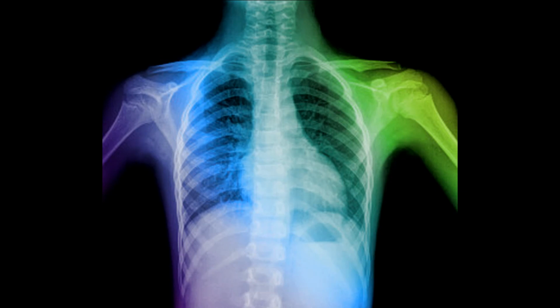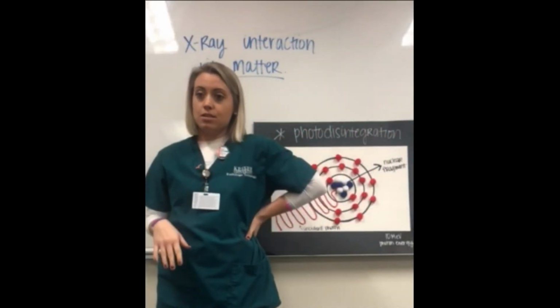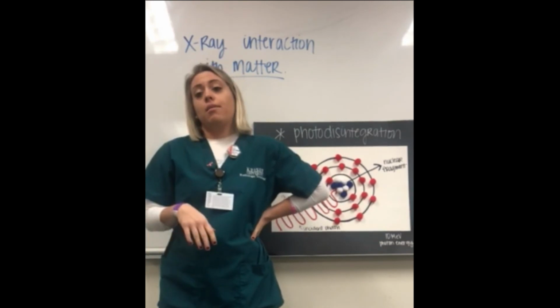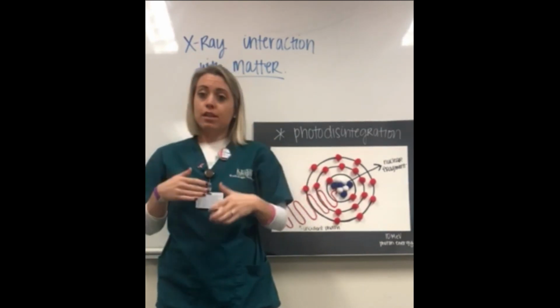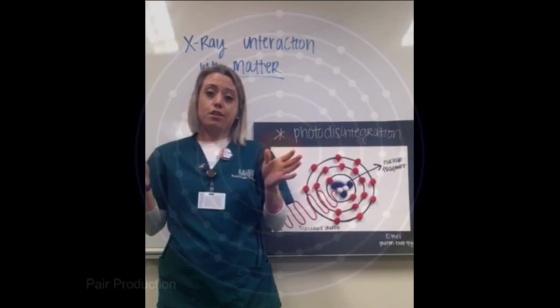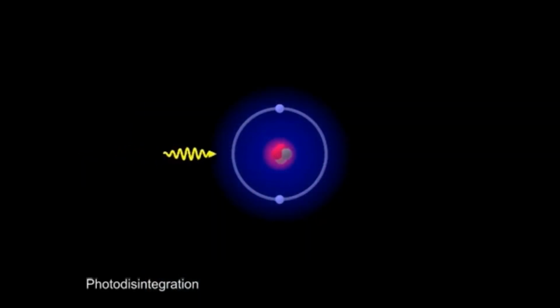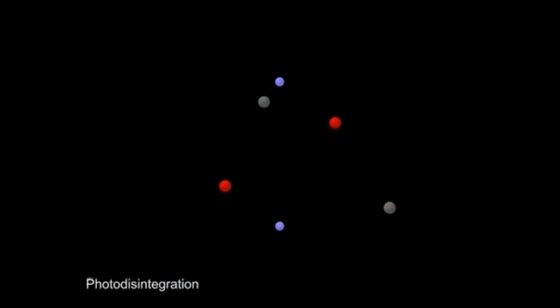Photodisintegration is an interaction between extremely high energy photons and the nucleus. The very high energy photon strikes the nucleus, and the nucleus absorbs all of its energy. The excited nucleus responds by releasing a nuclear fragment.